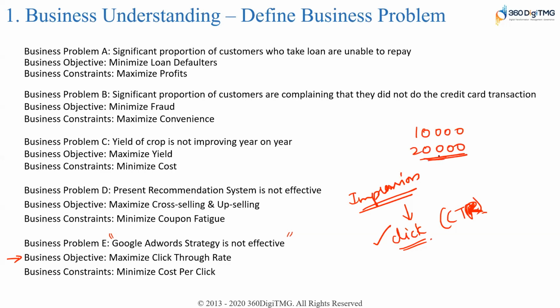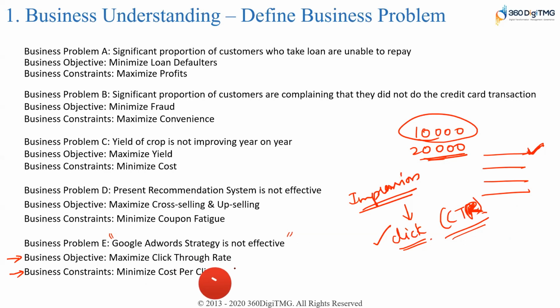The moment you do that, your ad starts appearing on the top in the Google search because you have increased the bid amount. This is common sense driven. Any person can do this, right? So your businesses would say, while you maximize the click-through rate, can you also minimize the cost per click? With the same budget or less budget, can you still help me maximize the click-through rate? That would be an interesting proposition to solve.